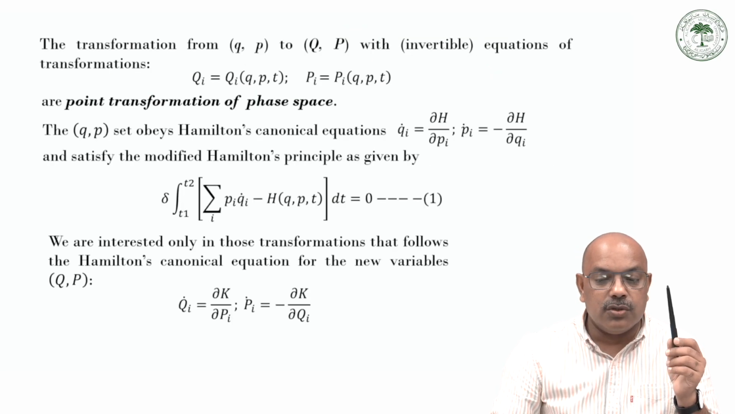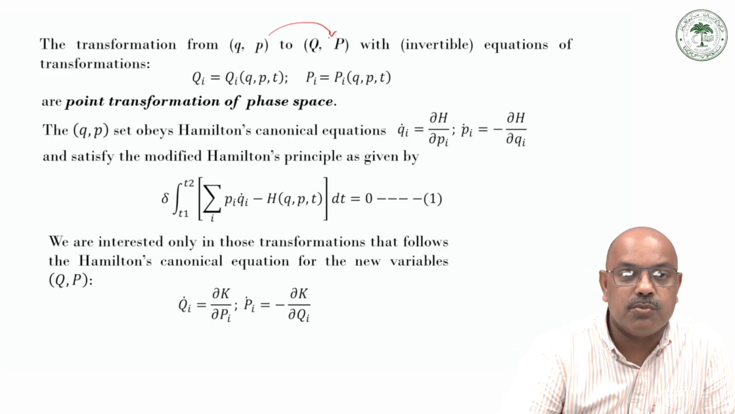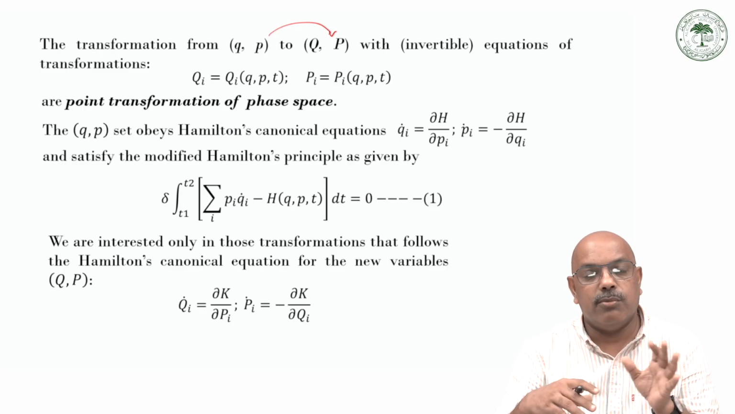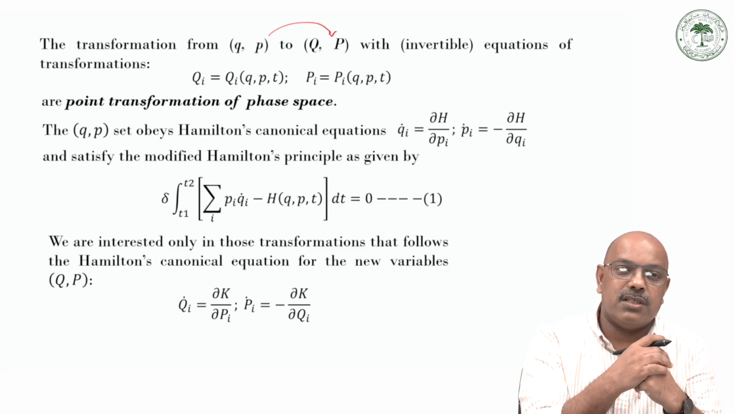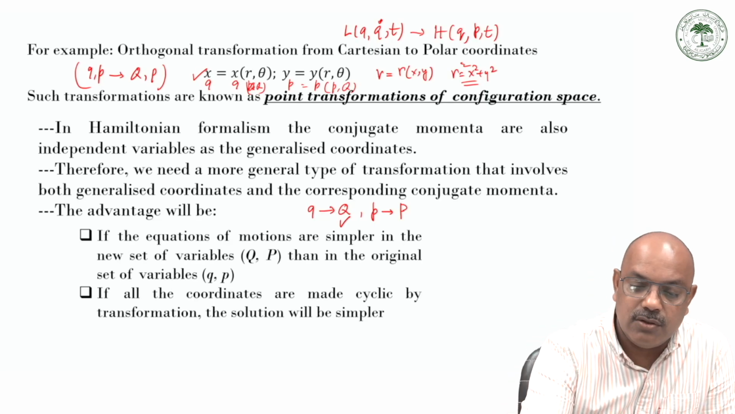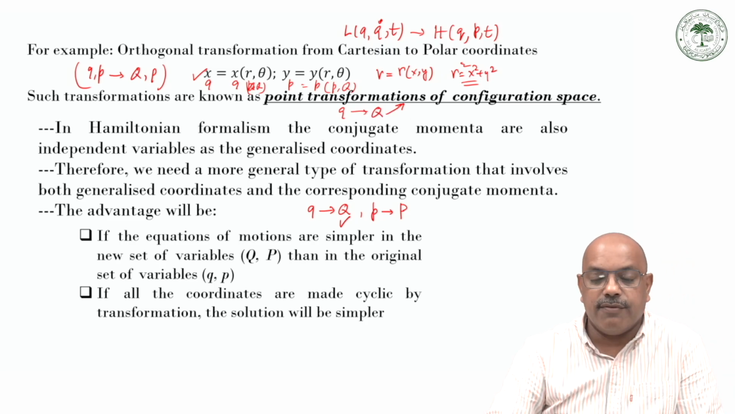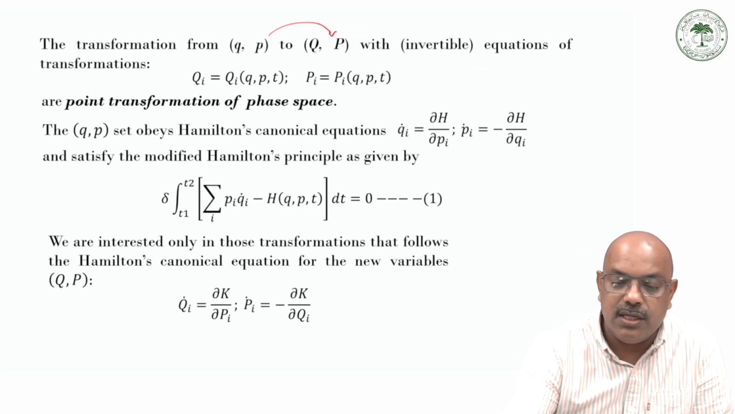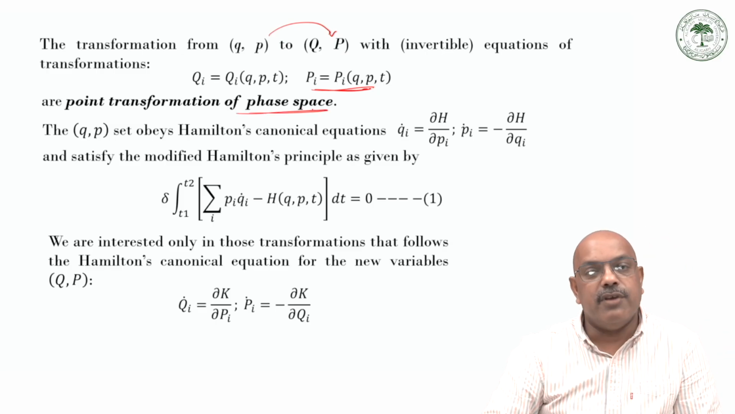Okay, so such kinds of transformation from small qp to capital QP, with invertibility, meaning that I can transform from capital QP back to small qp, are the point transformations of the phase space. When you transform q to capital Q, this is the point transformation in configuration space. And when you add momentum to that, that is the transformation in the phase space, because phase space is the space where you consider both the coordinates and the momentum.